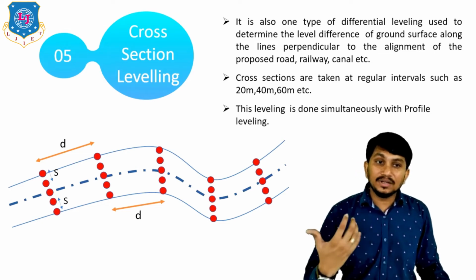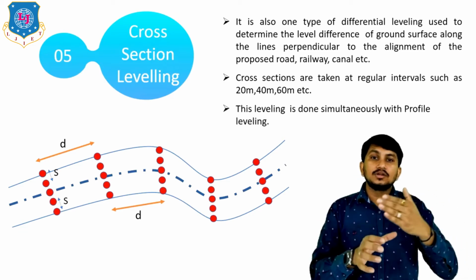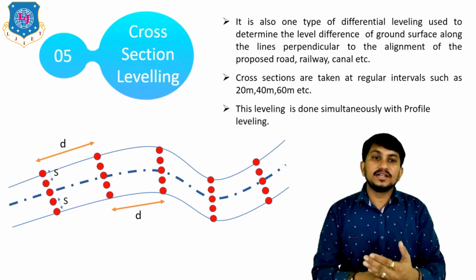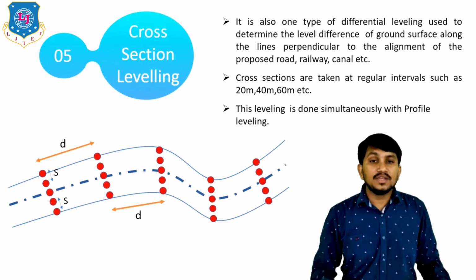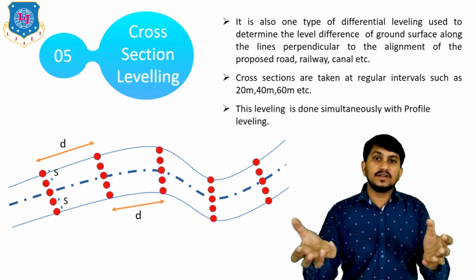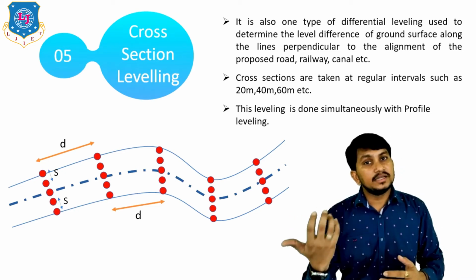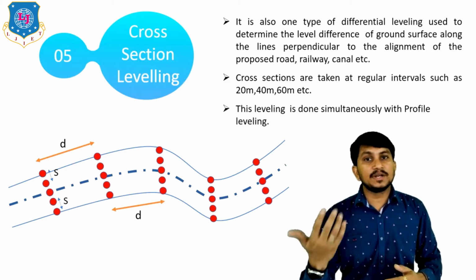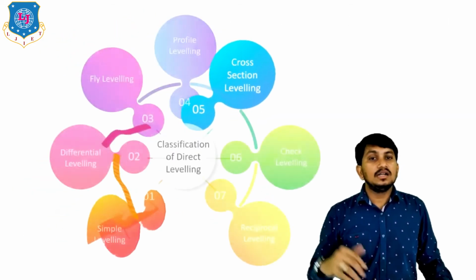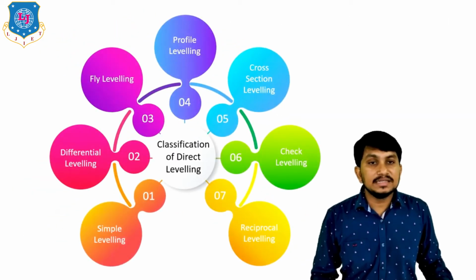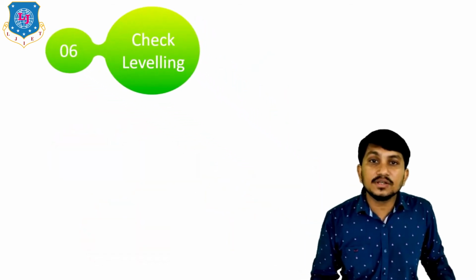This leveling is done simultaneously with profile leveling. Okay, so profile leveling as well as cross-section leveling are done simultaneously to make the profile of the whole road. By using profile leveling and cross-section leveling, we can calculate the quantities of cutting and filling in the earthwork, or in the preparation or construction of the road. Okay. Now the next type of leveling is check leveling. The name itself says it is used for checking the accuracy of the work.